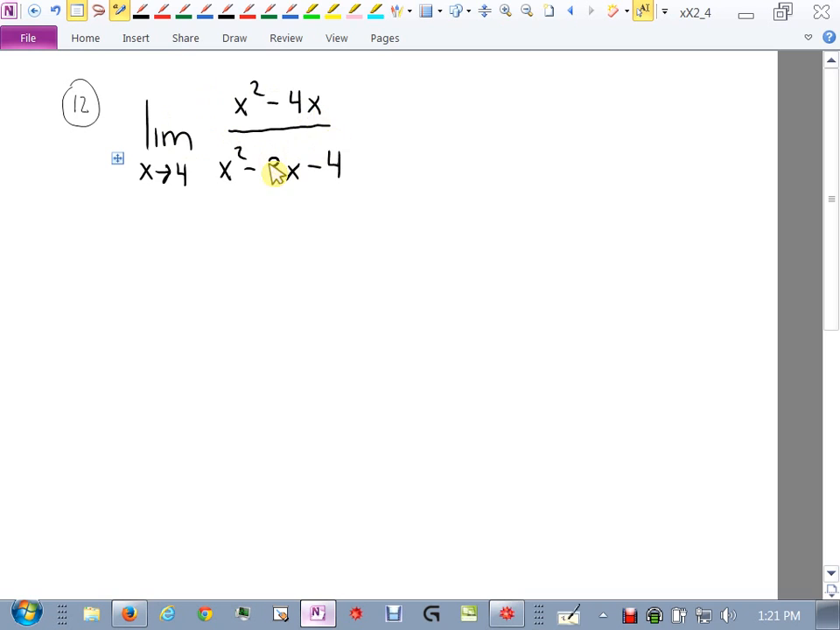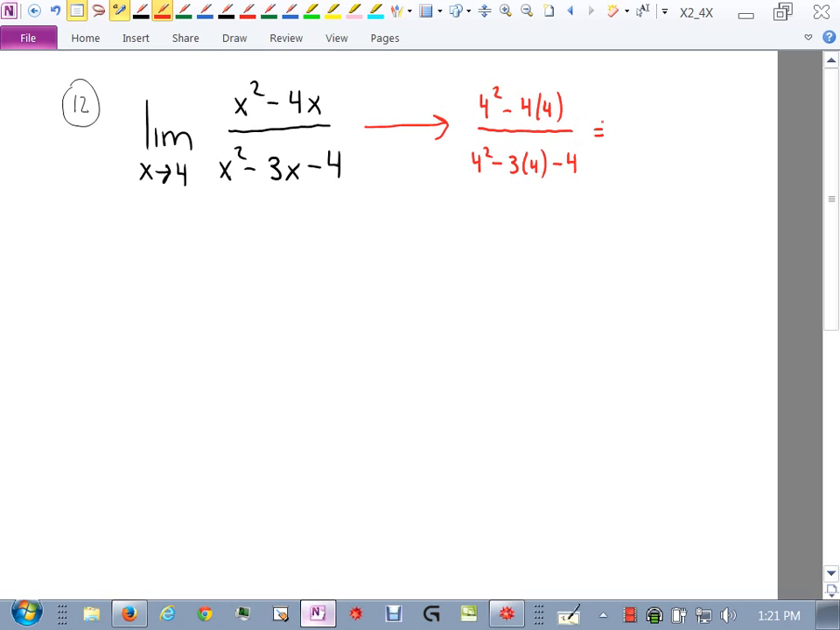So to start any limit off, we're not doing a table or anything else. To start any limit off, I like to draw an arrow to the side, and I like to do what's called direct substitution, which means just plug 4 in. I know I said x can't be 4, but that's the first thing we always do for every limit. Just plug it in, see if we have a problem. So what's 4 squared? 16, right? And then minus 4 times 4, divided by, let's see, 4 squared minus 3 times 4 minus 4.